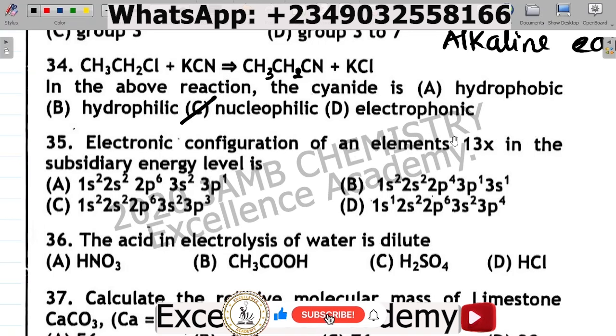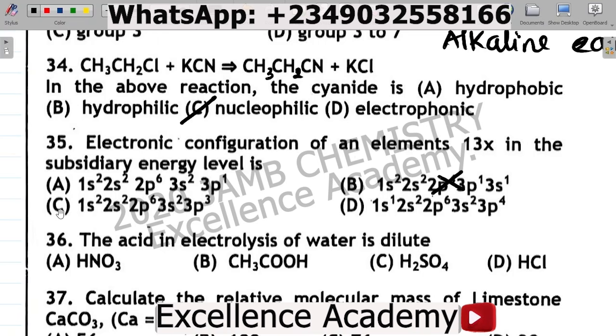Now, one of the easiest ways to get this particular question is to note that if you count the electrons there, the total should be equal to this value 13. If you look at A, 2 plus 2 is 4, 4 plus 6 is 10, 10 plus 2 is 12, 12 plus 1 is 13. Look at B. 2 plus 2 is 4, 4 plus 4 is 8, 8 plus 1 is 9, 9 plus 1 is 10. So it cannot be B, because 10 is not up to 13.